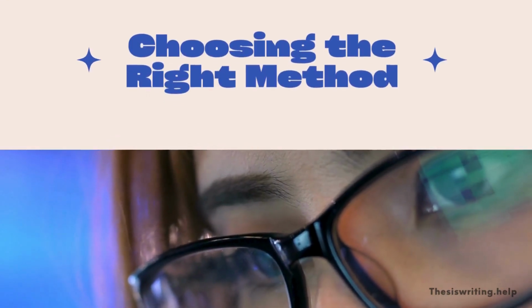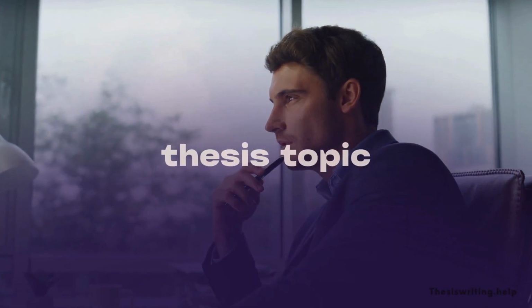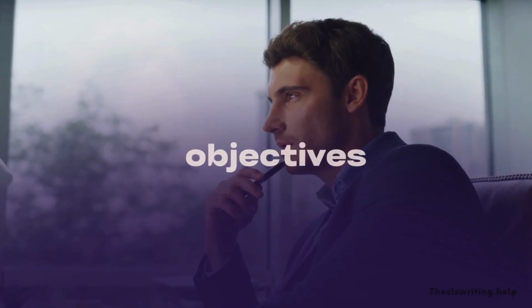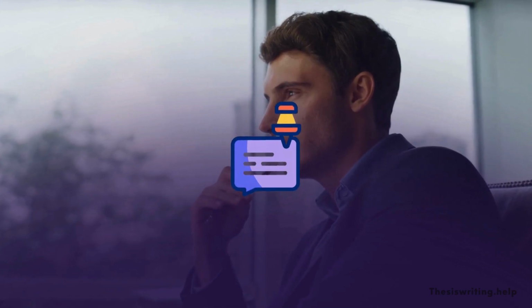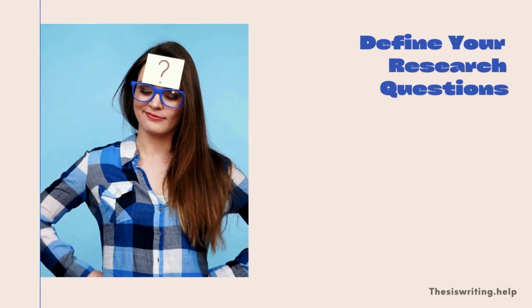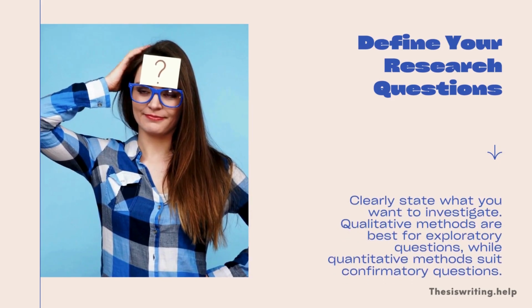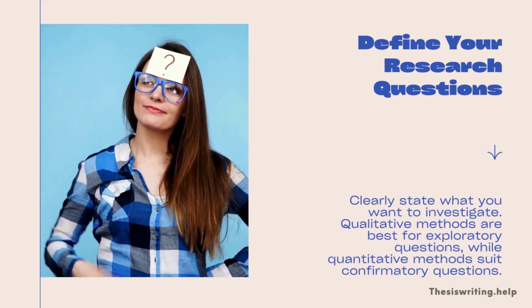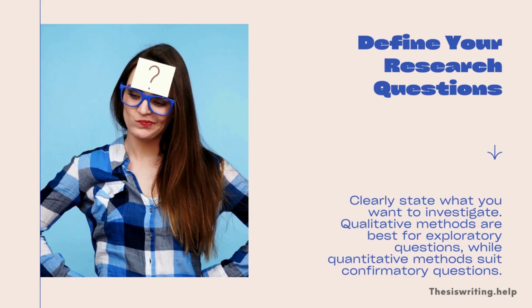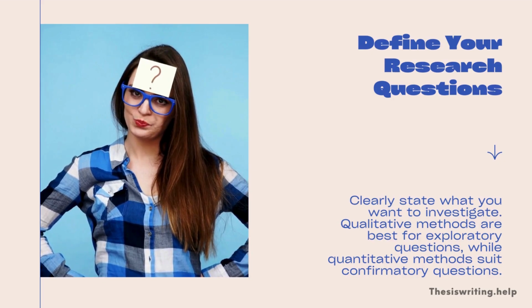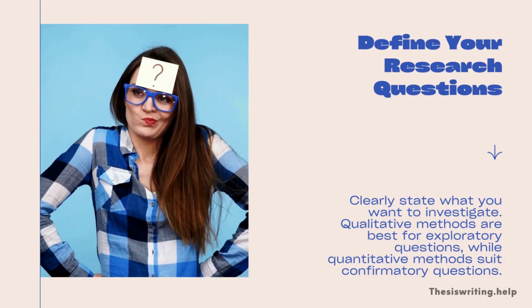Choosing the right method. Selecting the appropriate research method depends on your thesis topic, research questions, and objectives. Here are some tips to help you decide. Number 1, define your research questions. Clearly state what you want to investigate. Qualitative methods are best for exploratory questions, while quantitative methods suit confirmatory questions.